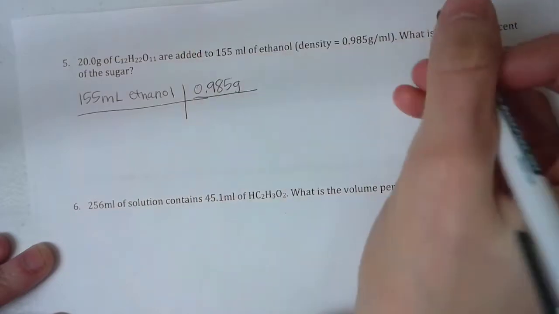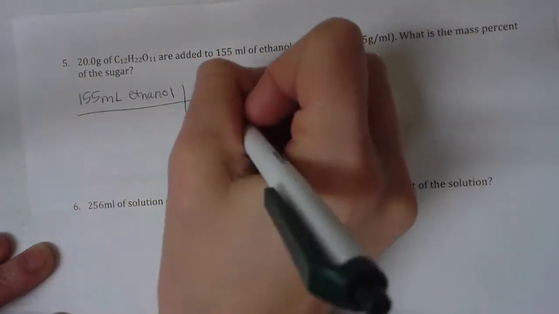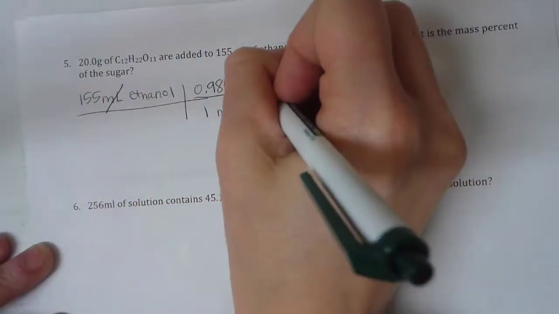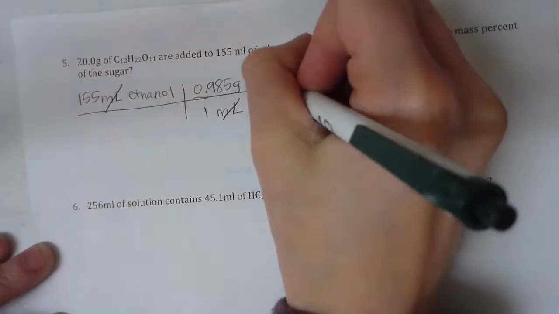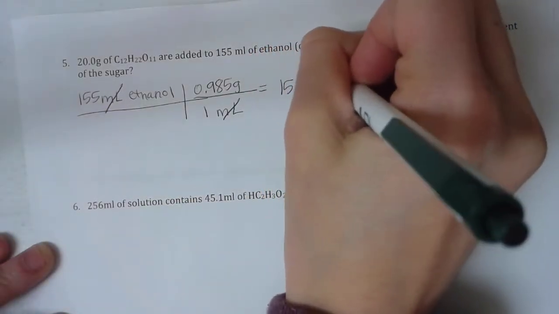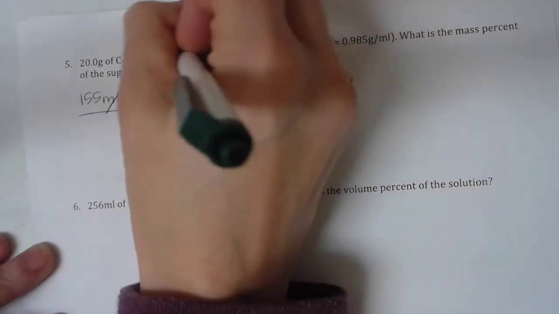0.985 grams per 1 milliliter. If you set it up in your ratios like that, your milliliters are going to cancel out, and you're going to be left with grams. So you just do 155 times 0.985, and you'll get 152.675 grams of ethanol.